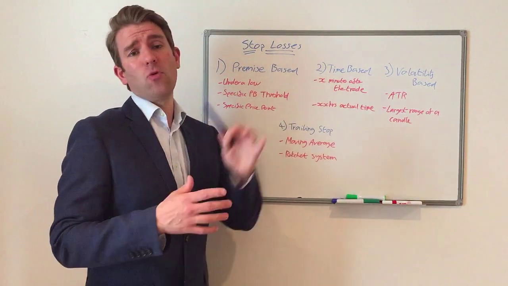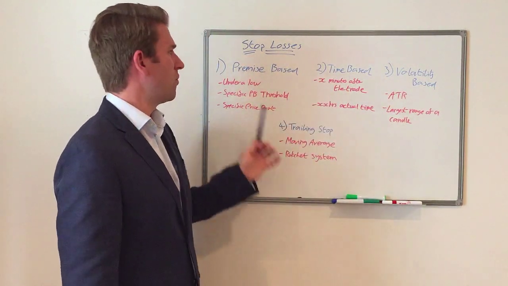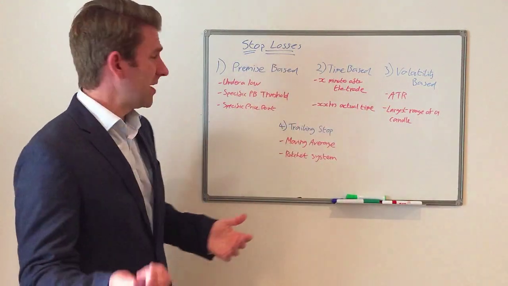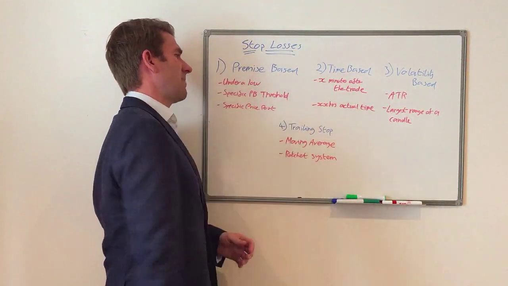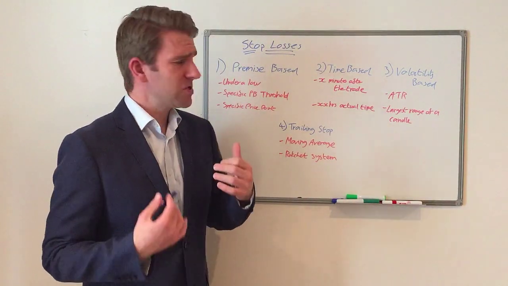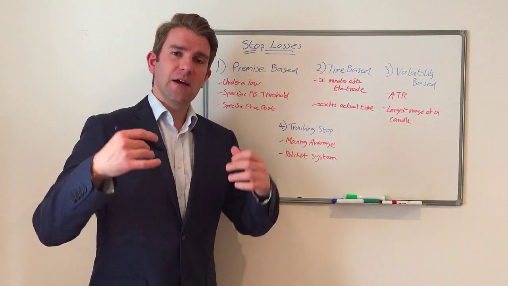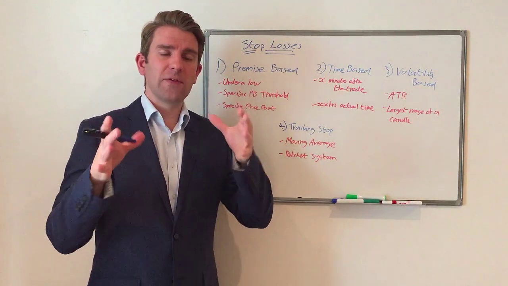Broadly speaking, there are more than this, but there are 4 ways of managing your risk, stop-based risk. Number 1 is premise-based. Now, what do I mean by premise-based? This is the most popular one, by the way, and this is the one that I use probably the most frequently. When you go into a trade, you have an idea of why the trade should work.